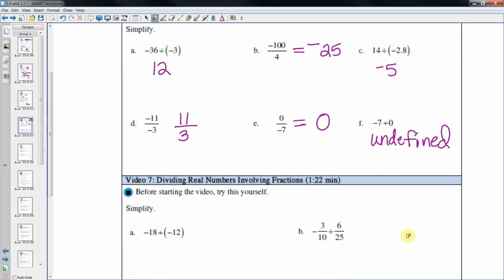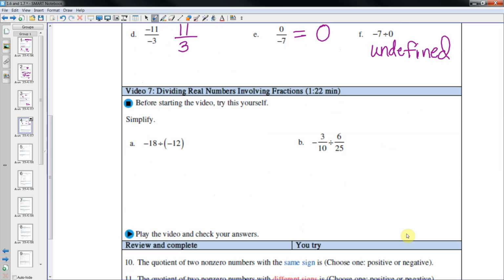Alright, let's do some more division. Negative 18 divided by negative 12. The best thing we can do is write it as a fraction, and then the two negatives are going to cancel each other out. So I can reduce this by 6s. 6 goes into 18 3 times. 6 goes into 12 2 times. So I could reduce it to 3/2, and it's positive.